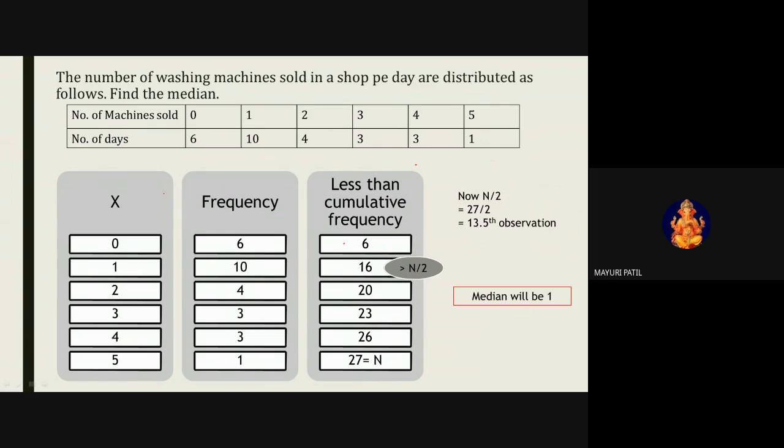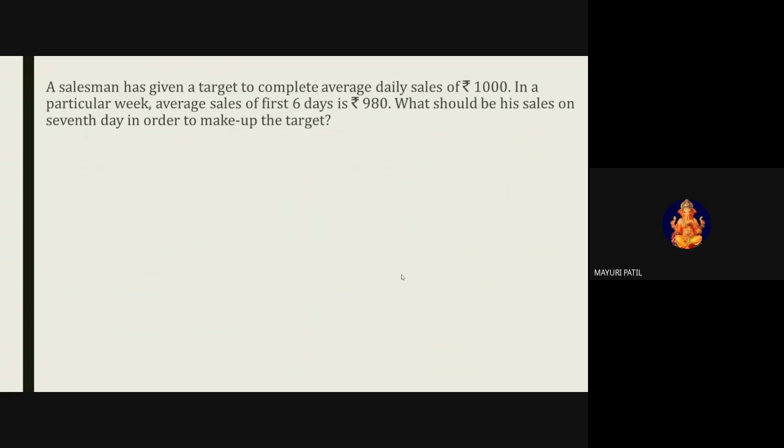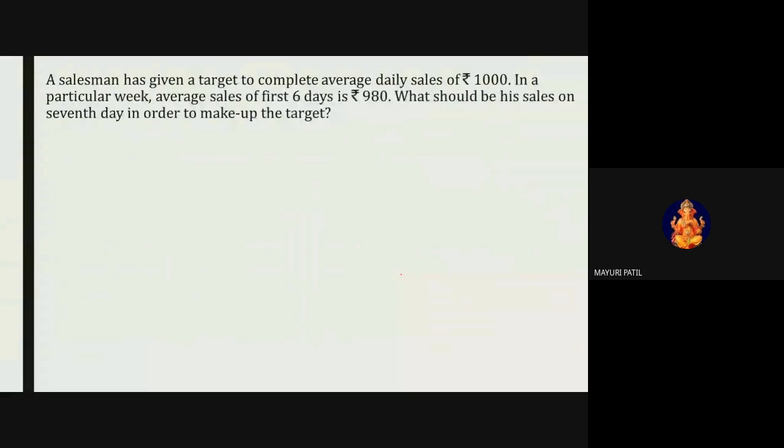It was simple. Now, this one is challenging. What they have given: a salesman has been given a target to complete average daily sales of ₹1000. What target is this? Daily he has to complete at least 1000. In a particular week, the average sales of the first 6 days is 980. What target is this? It is a weekly target. Weekly target means it is for the 7 days. Correct, 1 week has 7 days.